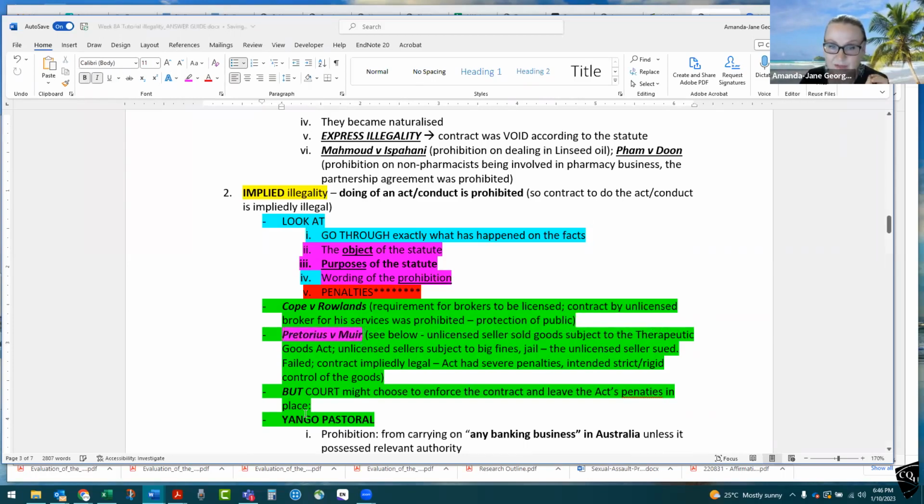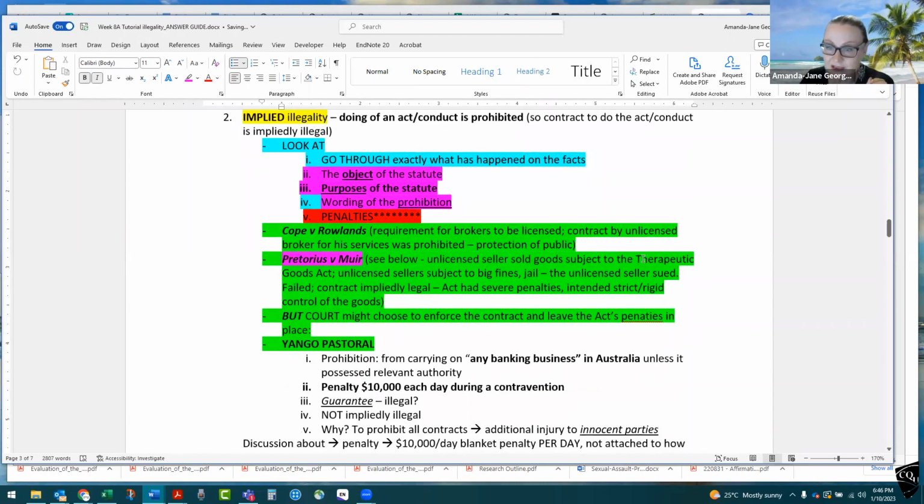In that case, we had the Therapeutic Goods Act prohibiting the selling of prescribed therapeutic goods unless you were licensed. So that's how they kept tabs on everybody that was going to be selling these therapeutic goods that may or may not seriously harm the public. If the seller didn't know what they were doing, there was a serious issue of public safety at stake. So typical thing, the unlicensed seller sold goods, then those goods were subject to the Therapeutic Goods Act.